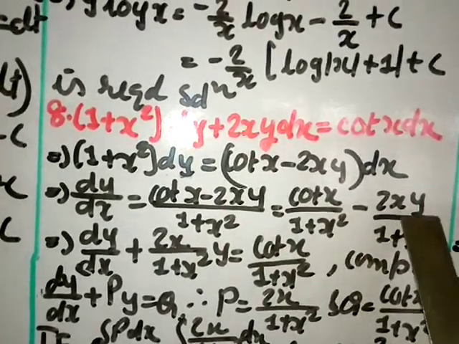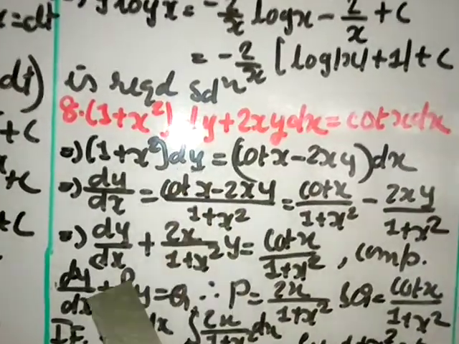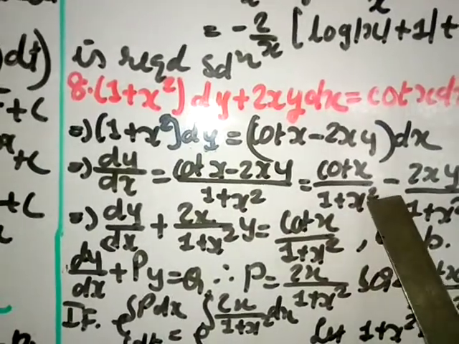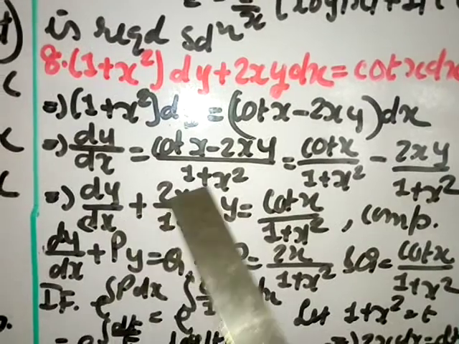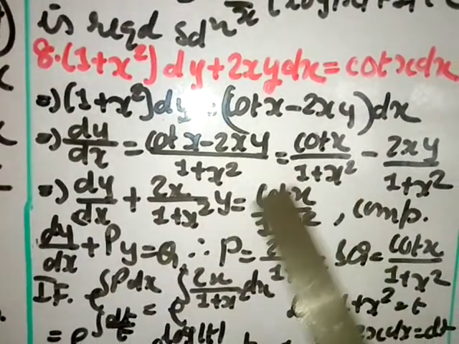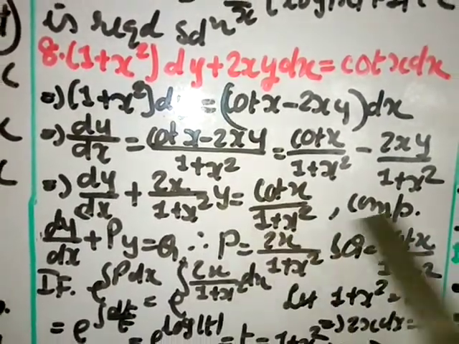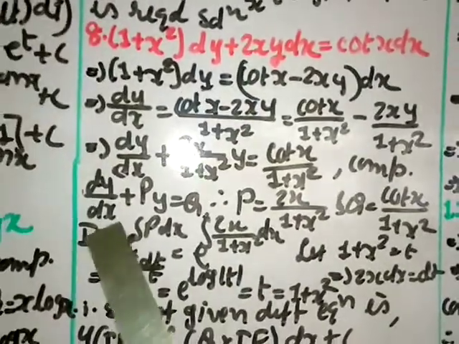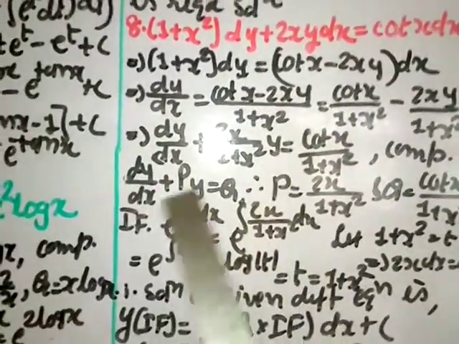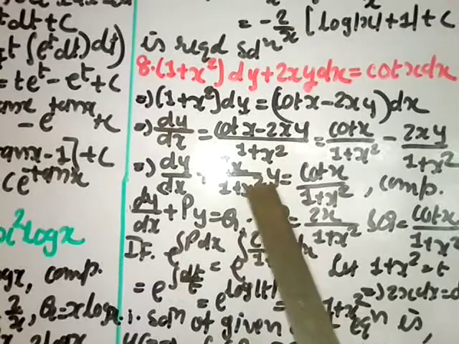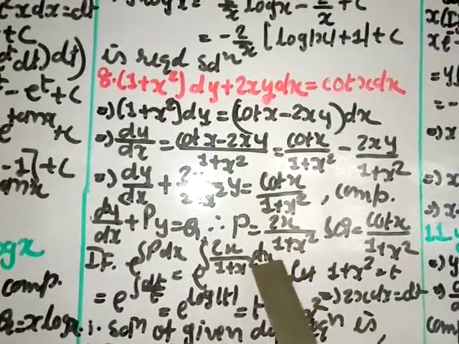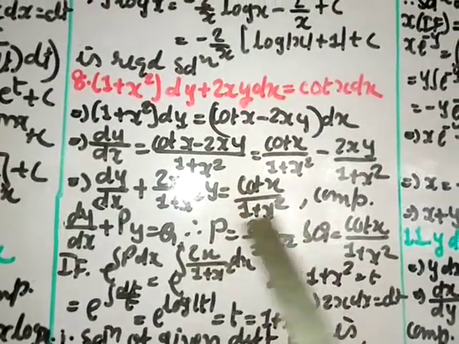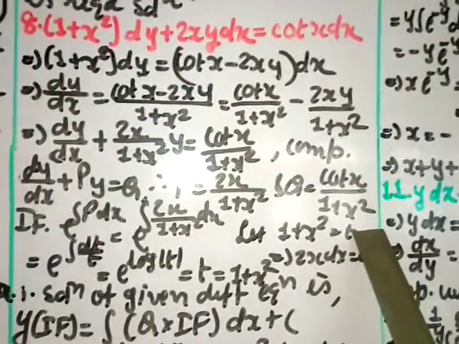Now I'll transfer this y term over here. It becomes plus, because the y term is there, that's why I'm transferring it here. So dy by dx plus 2x divided by 1 plus x square times y equal to cot x divided by 1 plus x square. Comparing with dy by dx plus py equal to q, py has to be there, that's why I have transferred the y term. So p is equal to 2x divided by 1 plus x square, and q is cot x divided by 1 plus x square.